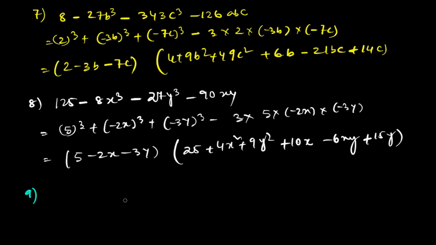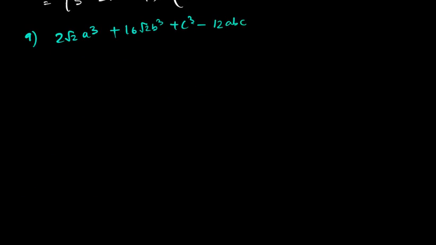The question number 9 is given 2 root 2 a cube, plus 16 root 2 b cube, plus c cube, minus 12abc. Okay, let's do that.